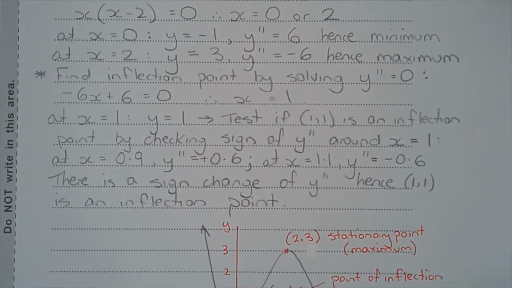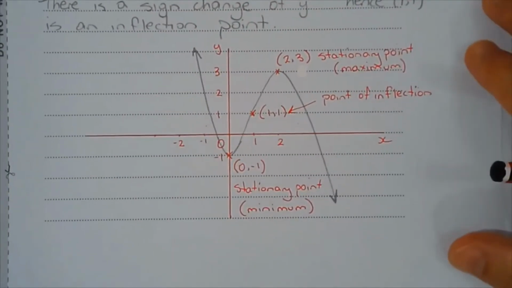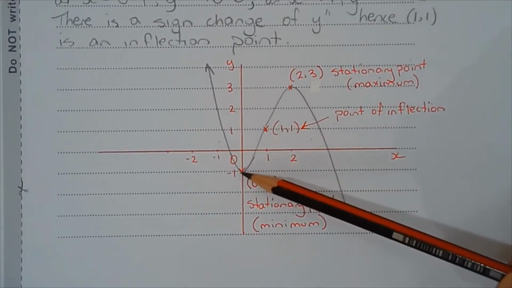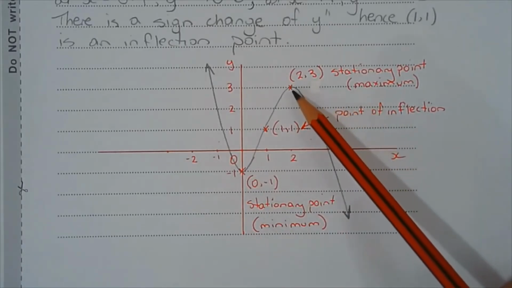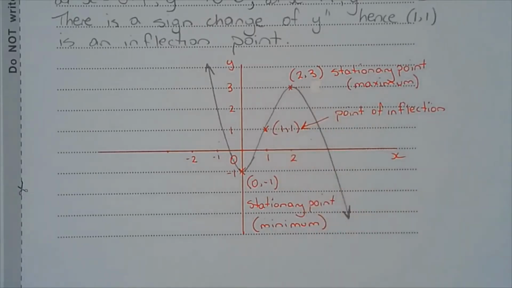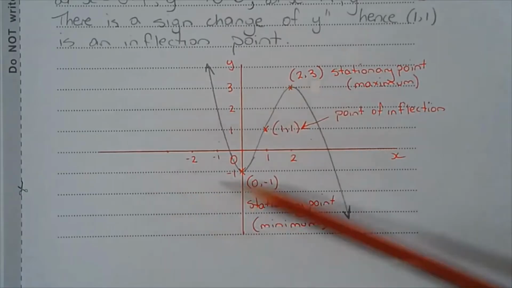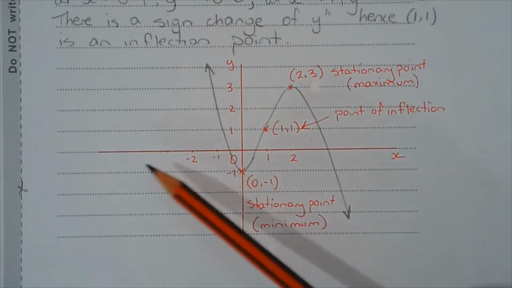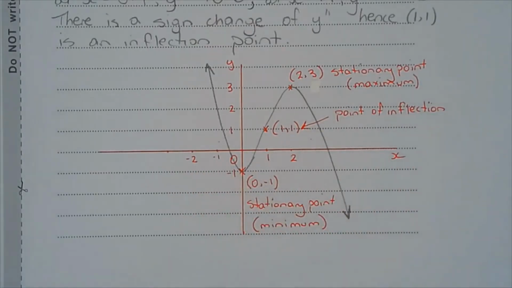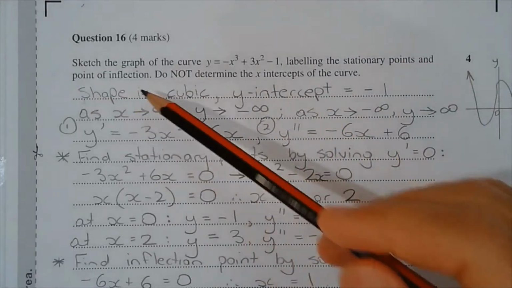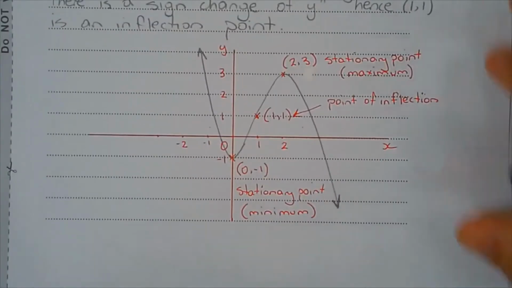Now we have enough information to graph the function. Here's the y-intercept, which happens to be the minimum stationary point. Here's the point (2, 3), which is the maximum stationary point. Here's the point of inflection there. Of course, make sure to use the ruler, draw the axes neatly, and label the axes x, y, and the origin. I tried to draw it somewhat to scale. It's not going to be 100% accurate, of course, but as long as the question is answered, it asked for labeling the stationary points and the point of inflection, and that's it.